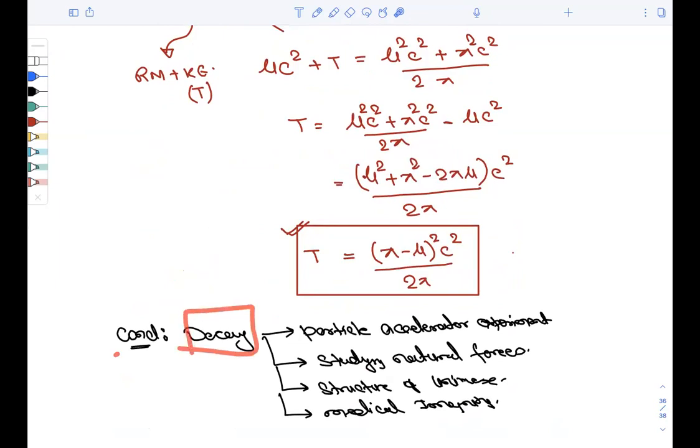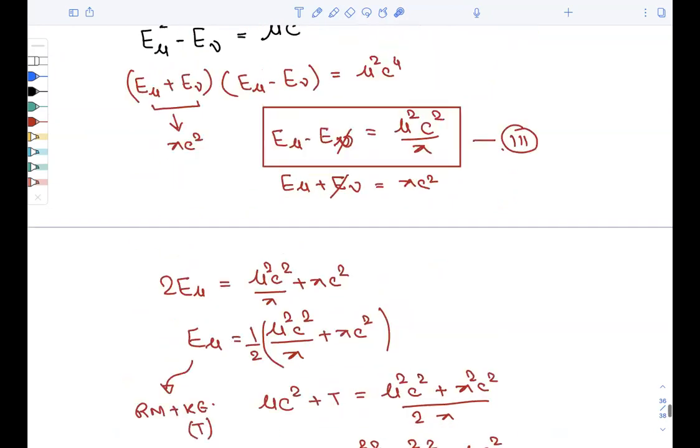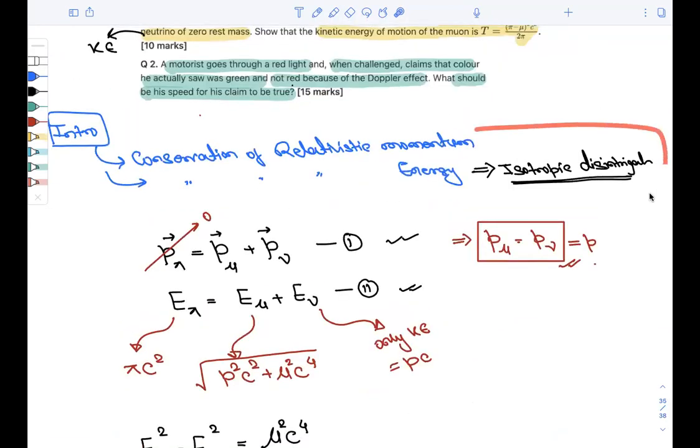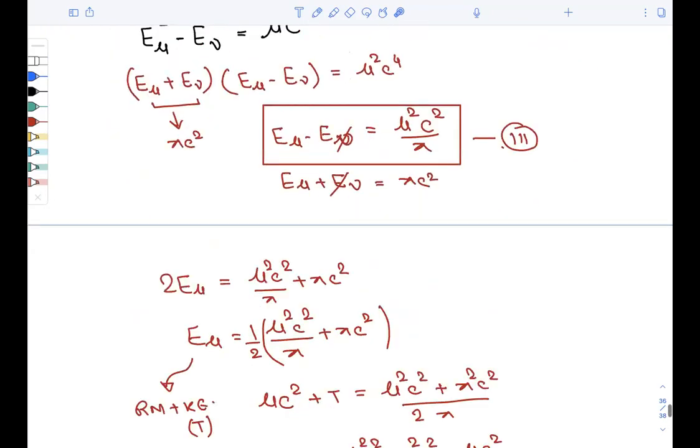As far as the conclusion of this question is concerned, you can directly mention the applications. Because decay is mentioned in our syllabus, you can write it is useful in particle accelerator experiments, studying natural forces, weak forces, which we will study in nuclear and particle physics, structure of the universe, and medical imaging. So these things you can write in the conclusion. In the introduction, you need to state these two laws. Okay, that's all for this question.